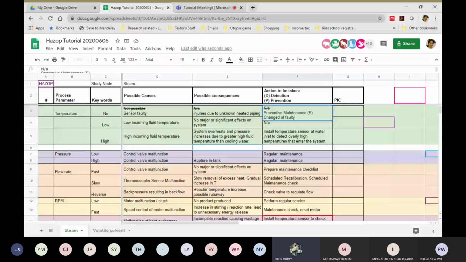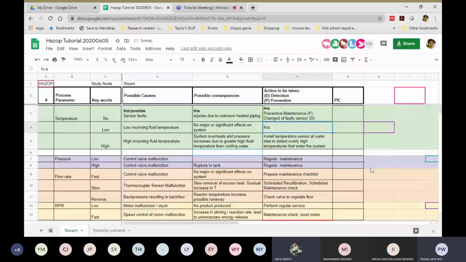For detection, I think you should probably have a backup sensor, so that if one sensor is faulty, the other sensor detects that the first sensor is faulty. The other sensor can not only detect a faulty sensor, it can also be a backup temperature reading sensor. Changeable. Okay, I'm typing as you said.